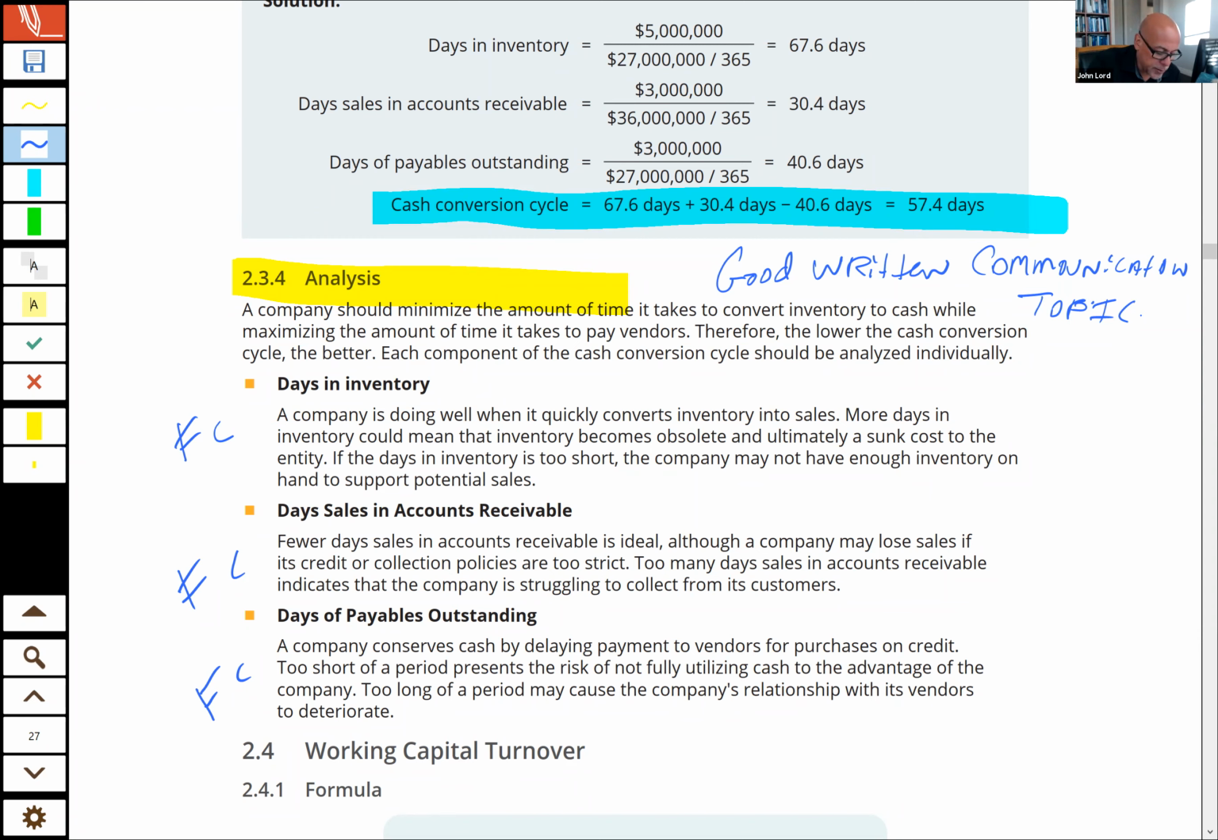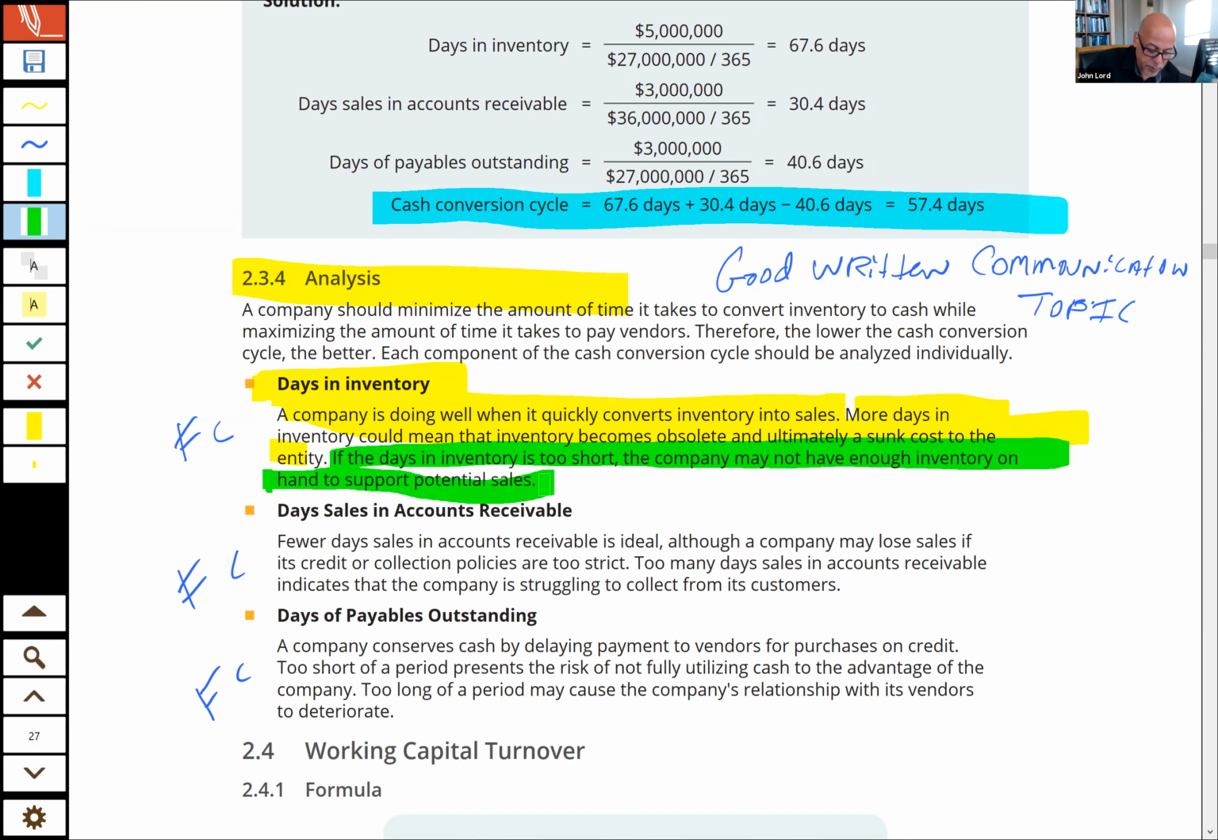And they talk about days in inventory. A company's doing well when it quickly converts inventory into sales. More days in inventory could mean the inventory becomes obsolete and ultimately a sunk cost to the entity if they can't sell it. If the days in inventory is too short, the company may not have enough inventory on hand to support potential sales. So when you look at that, that really talks about two different things that could be indicated by your days in inventory.